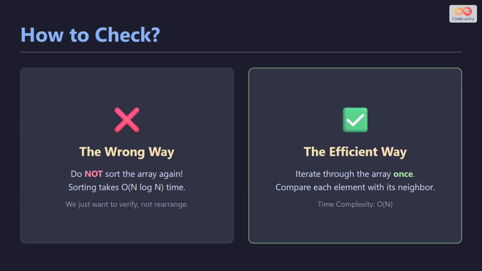A common mistake beginners make is thinking they need to sort the array again to check it. This is inefficient because sorting takes n log n time. The correct and efficient way is to simply iterate through the array once, comparing neighbors. This only takes linear time.